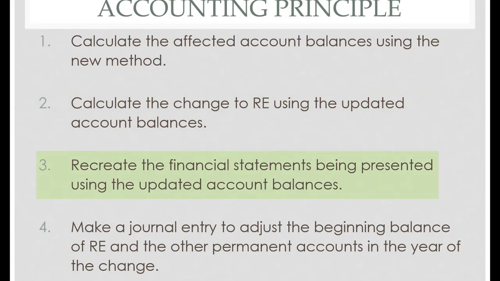Third, I'm going to change the financial statements so that they match the updated numbers. These aren't because of journal entries. We'll get to the journal entries later. That's step 4. In step 3, I'm just changing the numbers from what I reported to you in the past to what they should be under the new method. Finally, once I've got the financial statements balanced, I've got all of these calculations done, then I get to make a journal entry that adjusts the beginning balance of retained earnings and the other permanent accounts in the year. I'm not going to worry about expenses and revenues. I'm just going to worry about the permanent accounts.